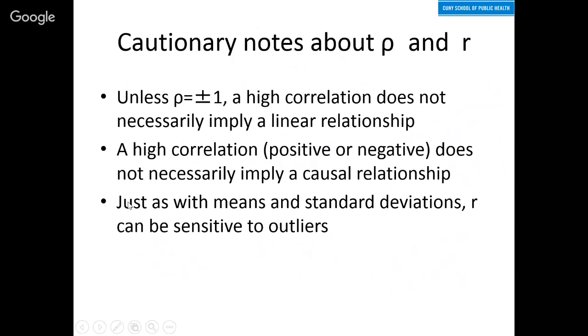And one final cautionary note is that just as with means and standard deviations, R is sensitive to outliers. It can be dominated by a single outlier. So if you're going to report on the correlation, it is also good to take a look at a scatter plot and see if it is being dominated by an outlier.